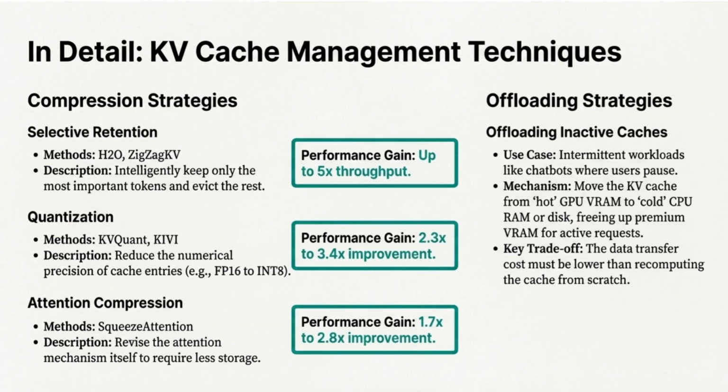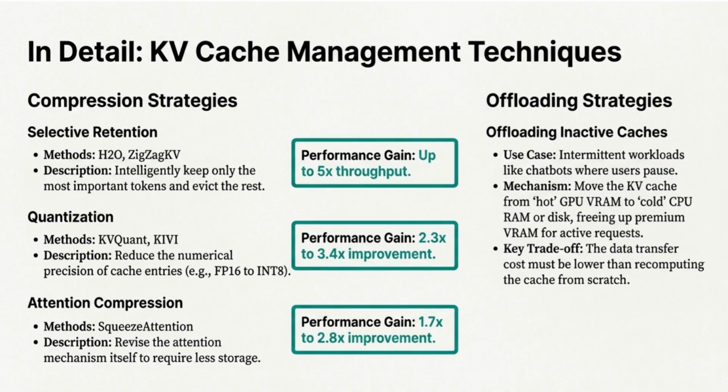So researchers found something interesting. Attention scores follow a power law. A small number of tokens, they call them heavy hitters, get most of the attention. The rest, almost nobody looks at them. H2O tracks which tokens get high attention over time, keeps those heavy hitters plus recent tokens, throws away everything else. Result? Up to 5 times throughput, keeping only 20% of cache. 80% of tokens can be safely thrown away.